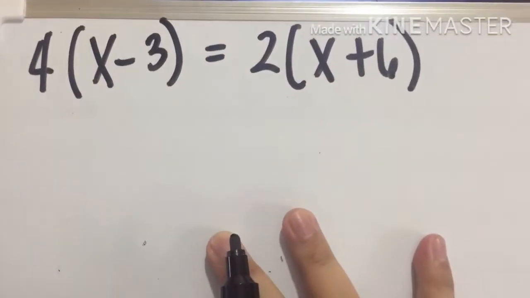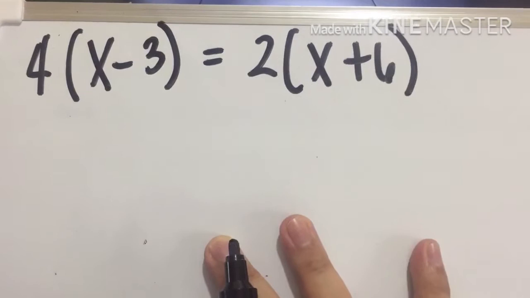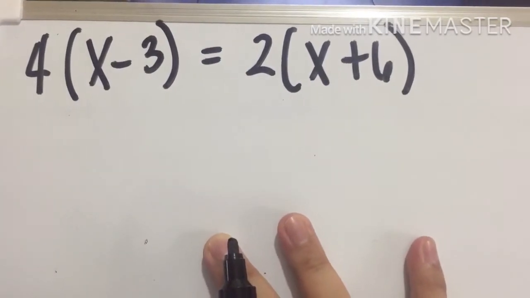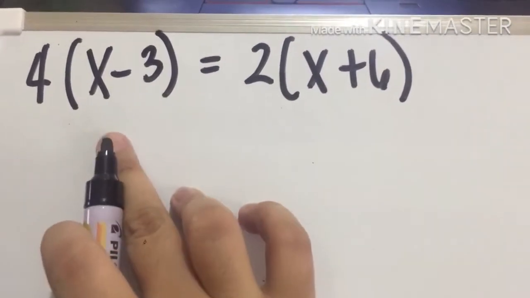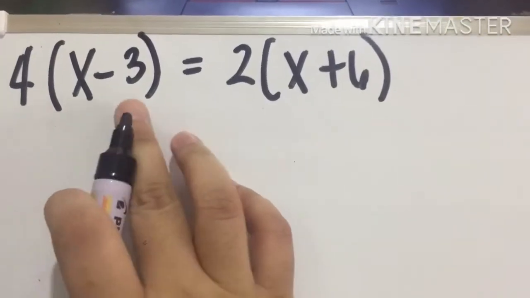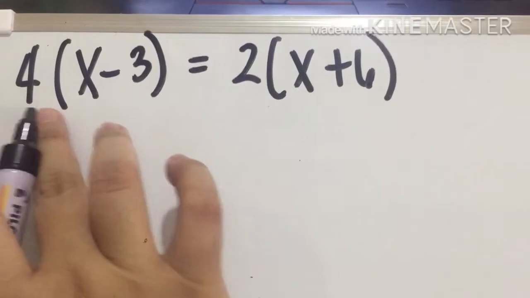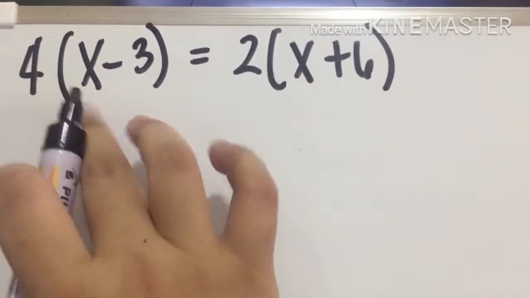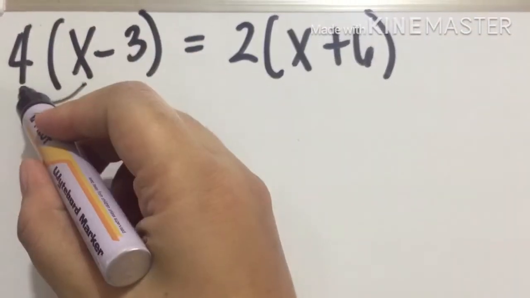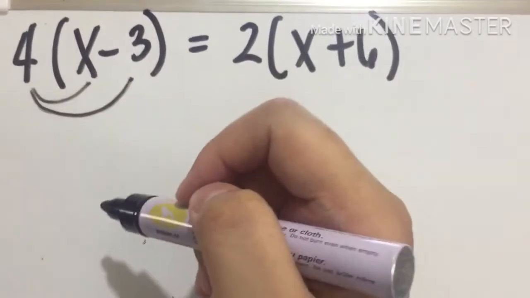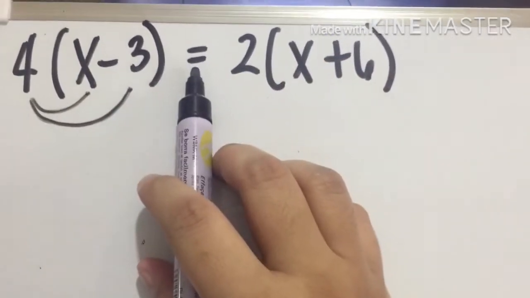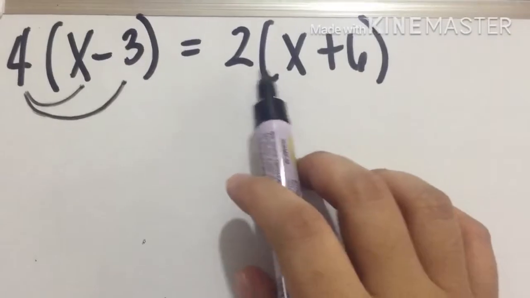Okay, so let's try this example for linear equations. So we have here 4 and then in parentheses x minus 3. So this one is multiplying 4 to x and then 4 to negative 3. And then you have the equal sign. So this is an equation.